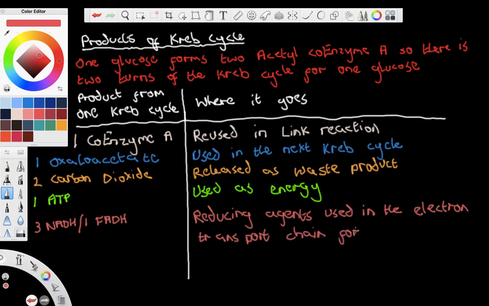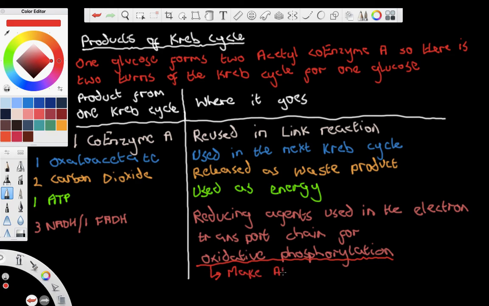For oxidative phosphorylation. So the NADH and FADH are used as reducing agents in the electron transport chain for oxidative phosphorylation. What we mean by this oxidative phosphorylation is that we're going to make ATP using oxygen.